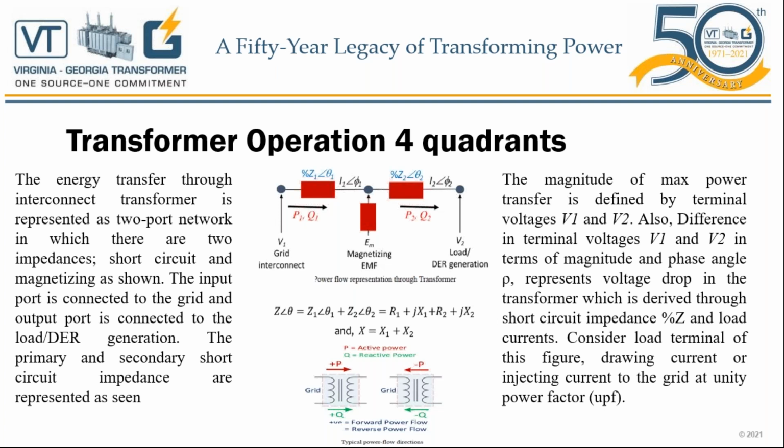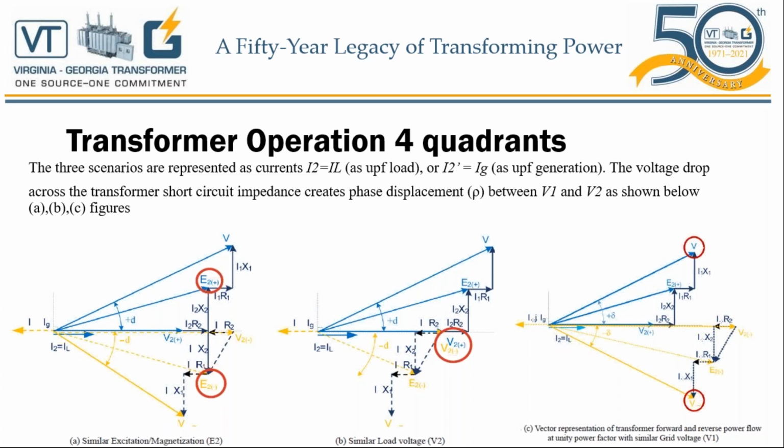So when we look at this slide here, the magnitude of maximum power transfer is defined by terminal voltages V1 and V2. Also, the difference in terminal voltages V1 and V2, in terms of magnitude and phase angle, represents the voltage drop in the transformer, which is derived through short circuit impedance Z, %Z, and the load currents. Consider the load terminal of this figure drawing current or injecting current to the grid at unity power factor. Let's start looking into transformer operation for quadrants.